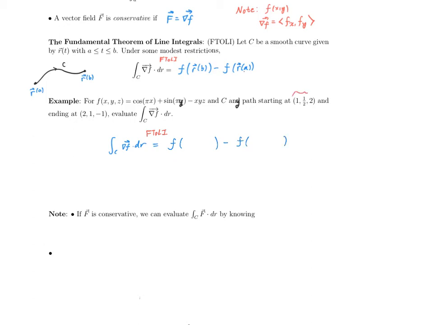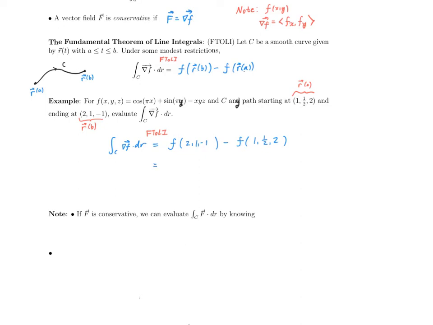So in terms of our above work, we're thinking of r(a) as being the starting point (1, 1/2, 2), and (2, 1, -1) as representing r(b), that finishing point of the curve. So f(2, 1, -1) minus f(1, 1/2, 2). And without using any of our previously discussed techniques, we are able to evaluate the line integral over this conservative vector field by performing two function evaluations.